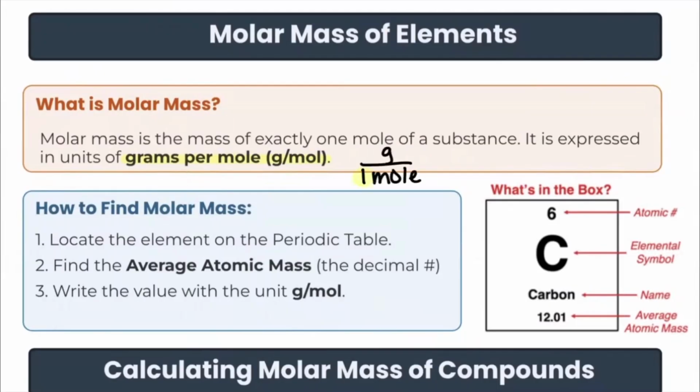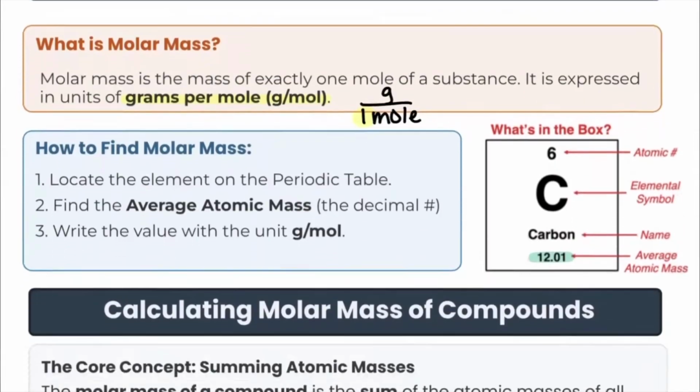But anyways, if you look at the periodic table, the decimal number underneath each element is its average atomic mass. And that number also represents the element's molar mass. So in the example of carbon, in 1 mole of carbon, there's 12.01 grams of carbon.